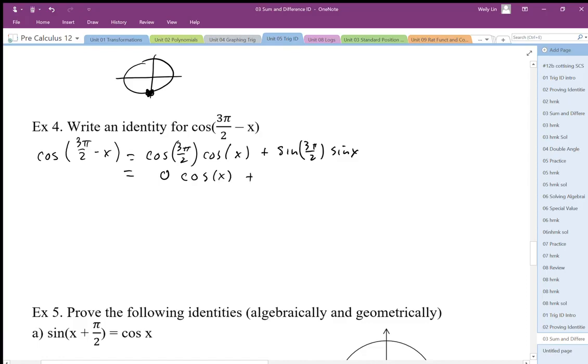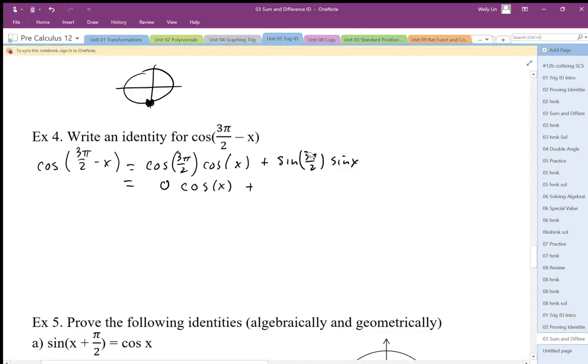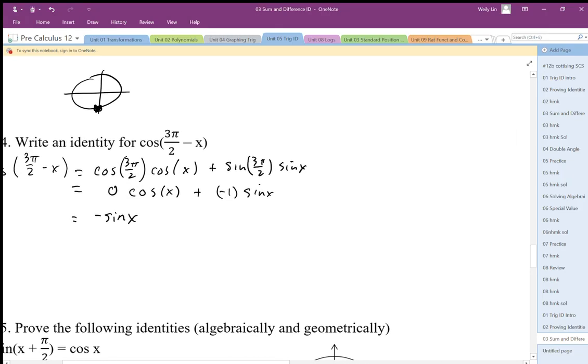That just becomes 0. If I look at that same position, sine of 3 pi over 2, that's negative 1, that's vertical. So I end up with negative 1 times sine x. Then if I simplify, my identity becomes negative sine x. So what I can say is that if I start at 3 pi over 2 and go backwards angle x, I should get the same as negative sine x. Well, what does that really mean? Okay, I can draw that out.